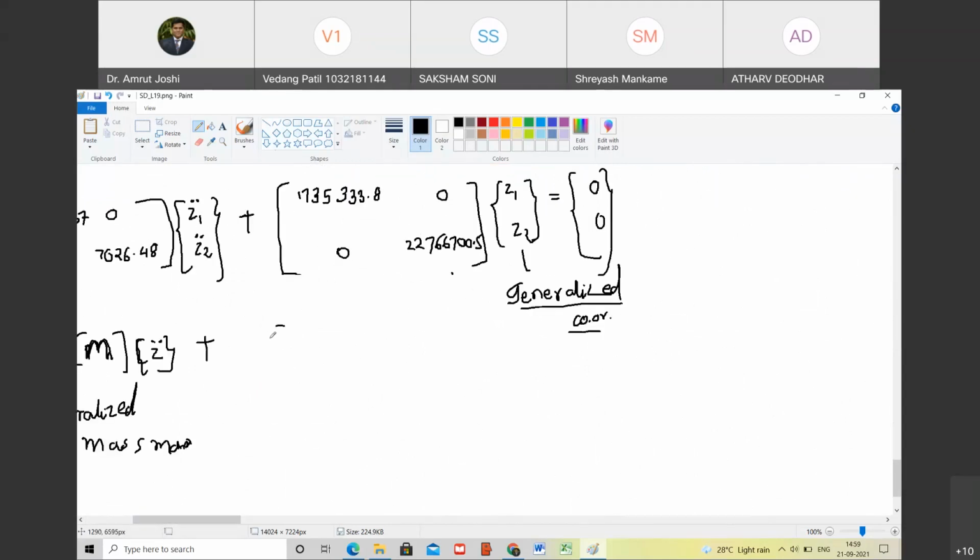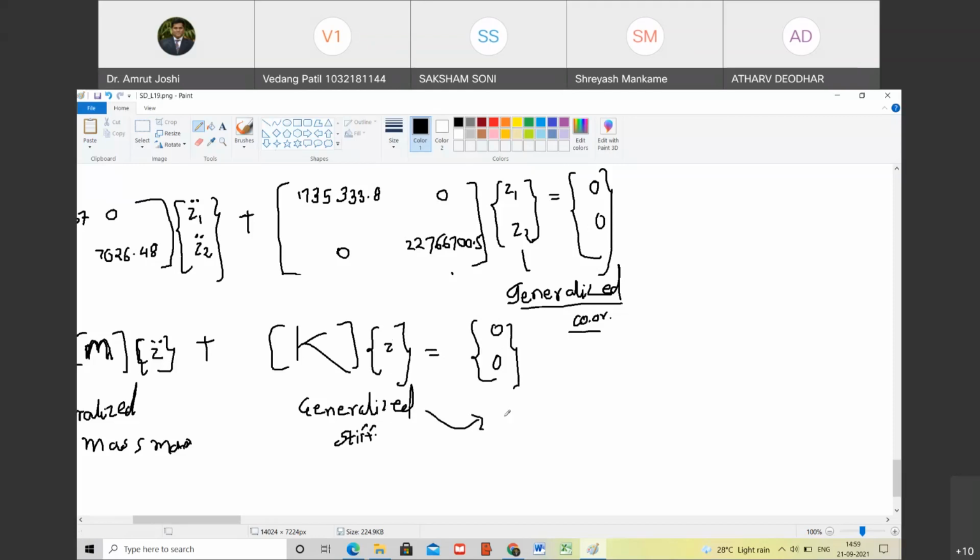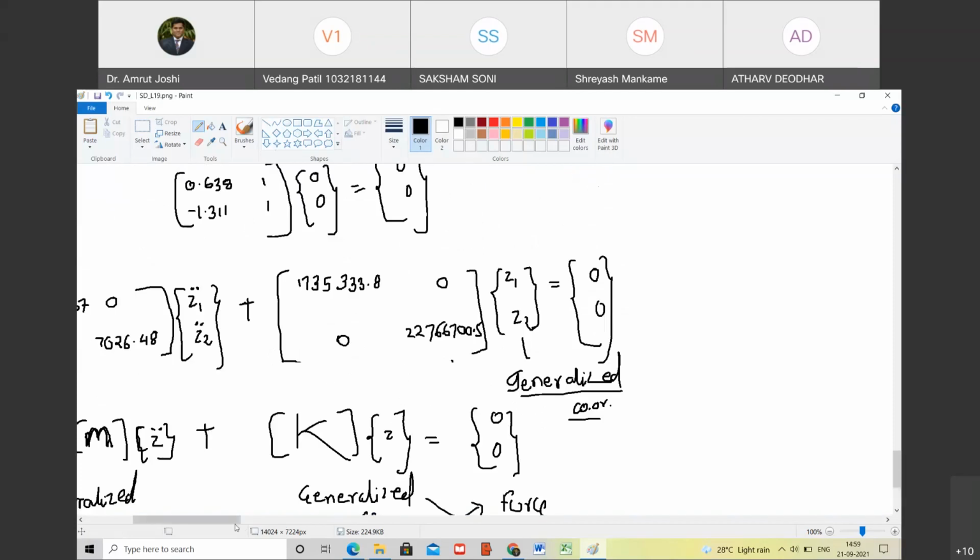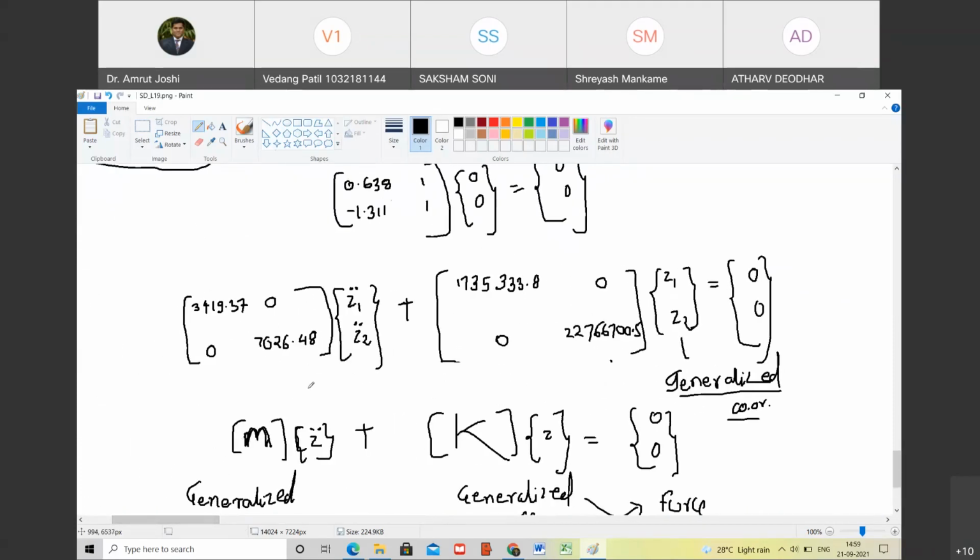Can I write down this as the stiffness matrix, but now I am going to call it capital K, and I am going to call it the generalized stiffness matrix. And this multiplied by Z, and this is the generalized force matrix. Are you with me?